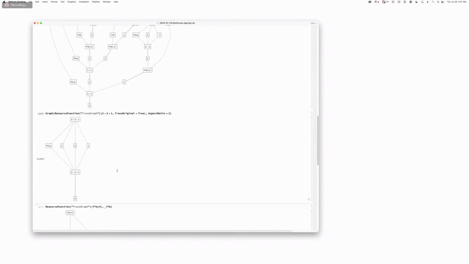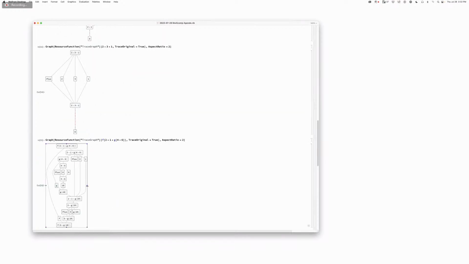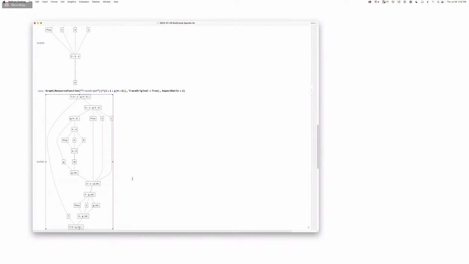This is kind of an interesting way of showing how the evaluator works. What's a good example that shows the evaluator? I mean, if we say f of 2 plus 1 plus g of 4 plus 6, my God. Okay, it's kind of showing how the evaluator works.